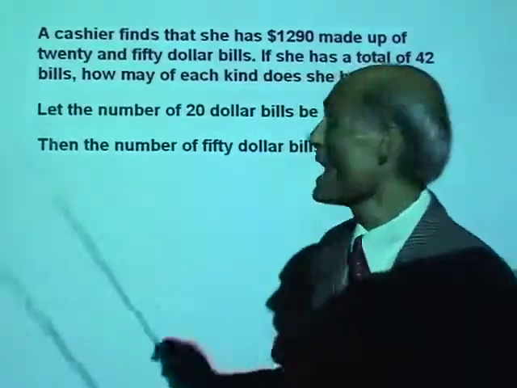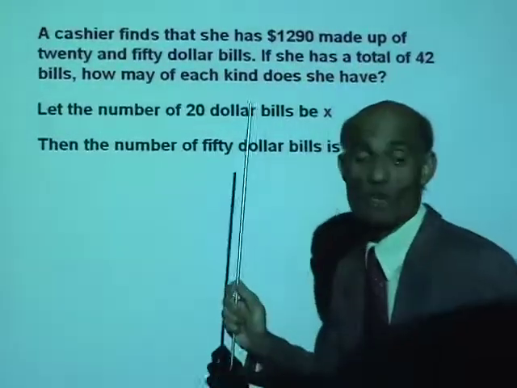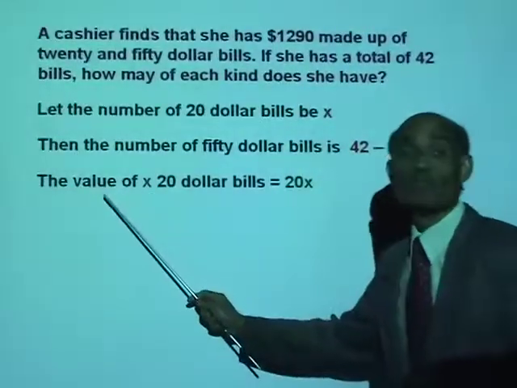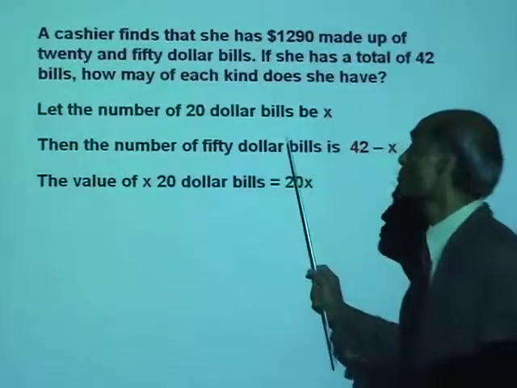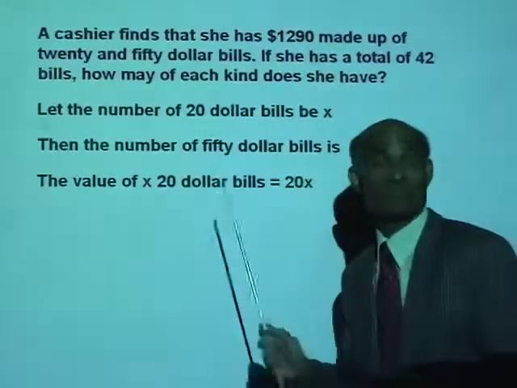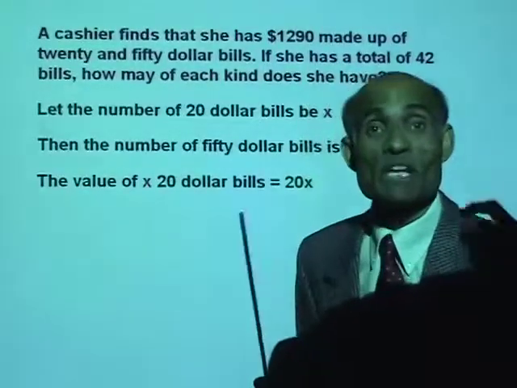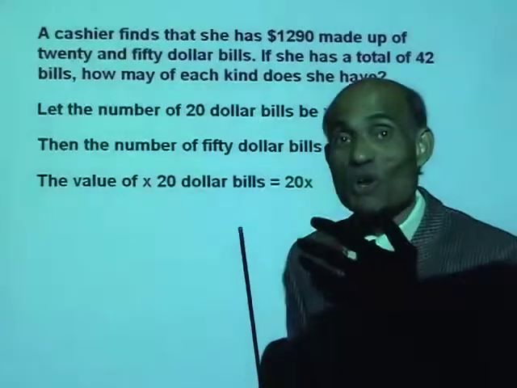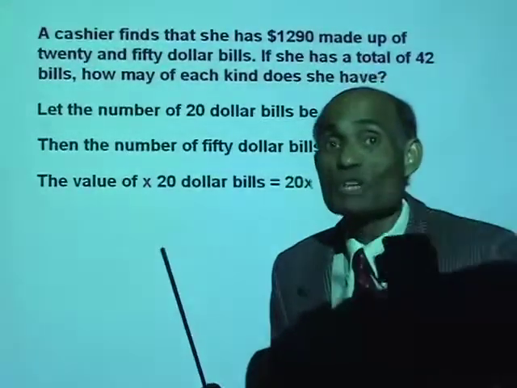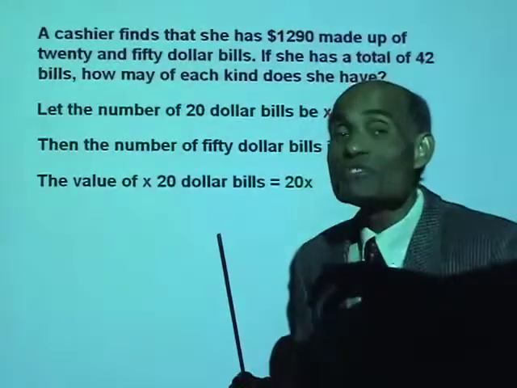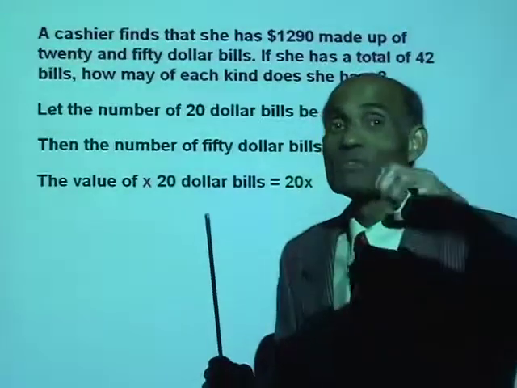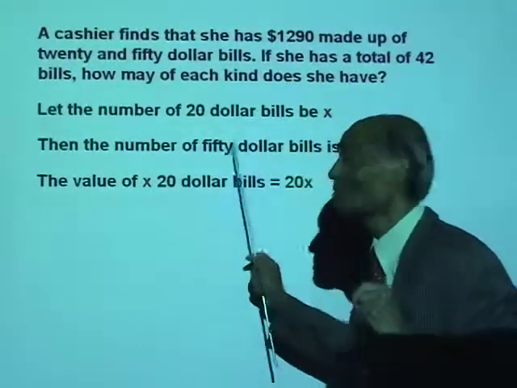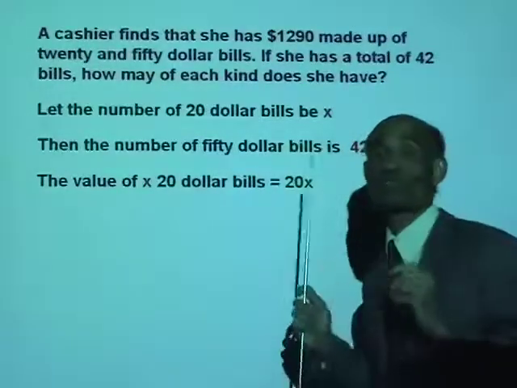Okay, I have x $20 bills. What is the value of those x $20 bills? The value of x $20 bills will be 20x. Is that right? Because each $20 bill has the value 20. 5 $20 bills will have a total value 20 times 5. 8 $20 bills will have a total value 20 times 8. x $20 bills will have a total value 20 times x dollars.